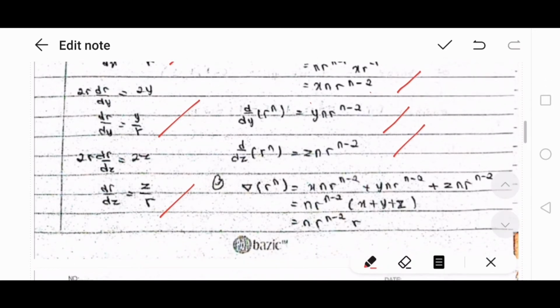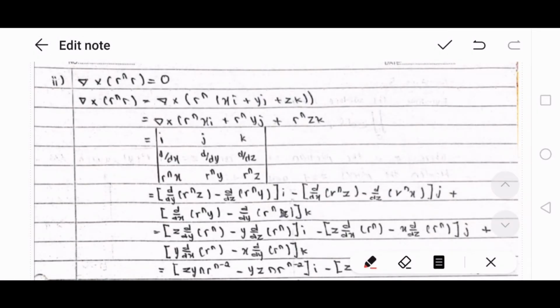Then grad r to the power of n, we get xn r to the power of n minus 2 plus yn r to the power of n minus 2 plus zn r to the power of n minus 2. And then the last one, we get n r to the power of n minus 2 times r. So proven.